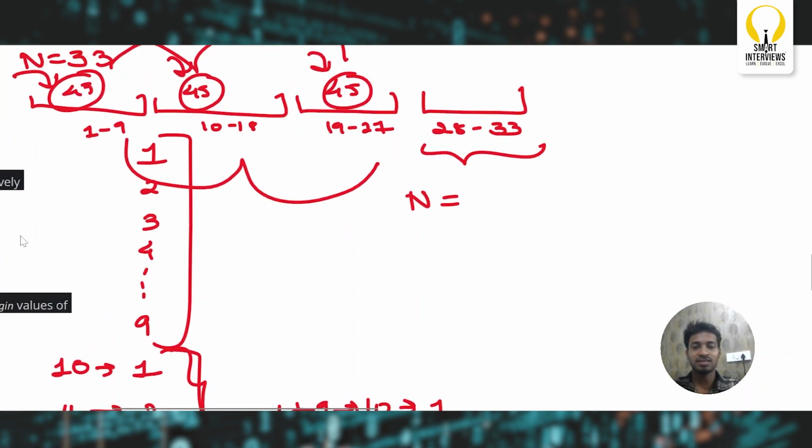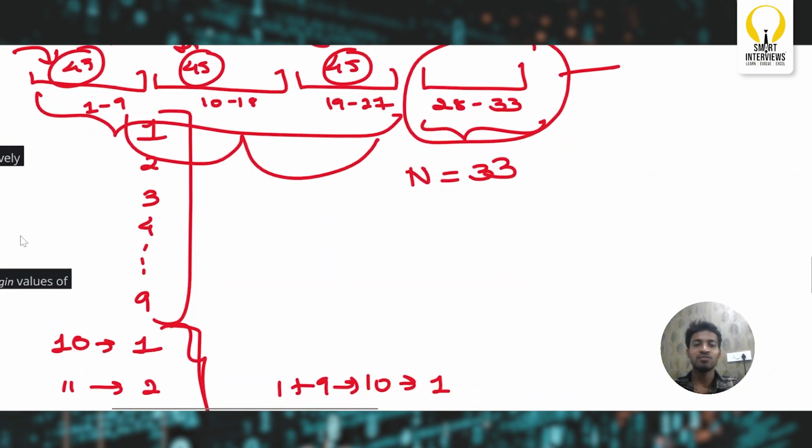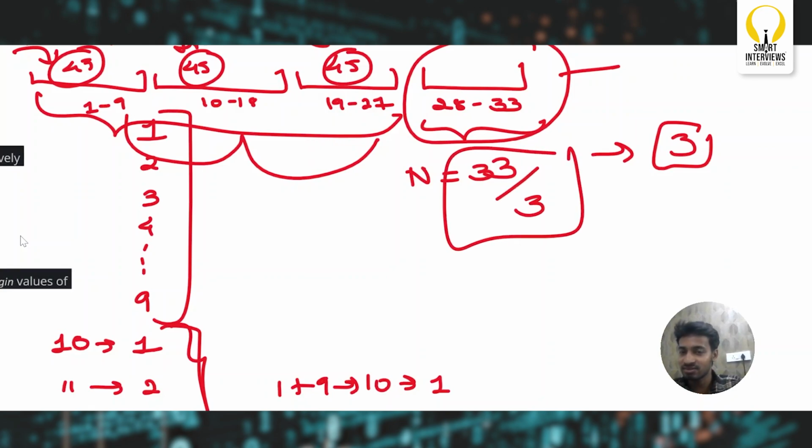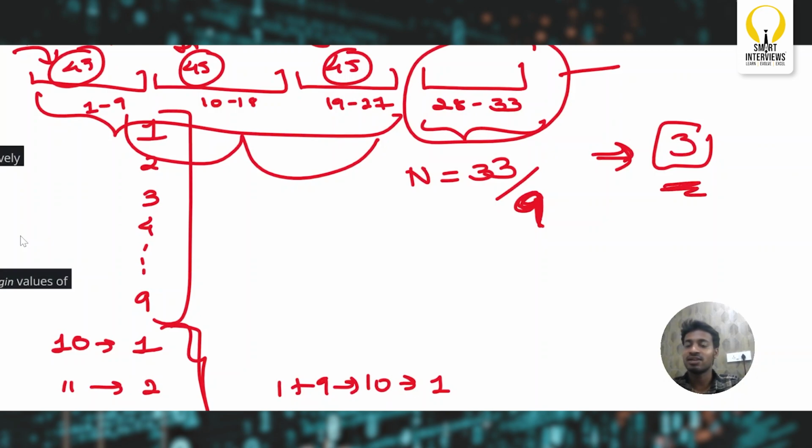So how do we find how many numbers are there? If n is something like 33, somehow we'll try to find 6, somehow we'll try to find 3. If 33 is there, how can I get 3? There are 3 chunks of size 9, so simply divide by 9. Floor division in programming is going to give you 3. Sorry, not by 3, by 9, my bad. If you divide it by 9, obviously you are going to get the value 3.